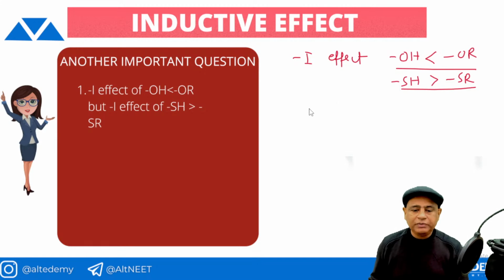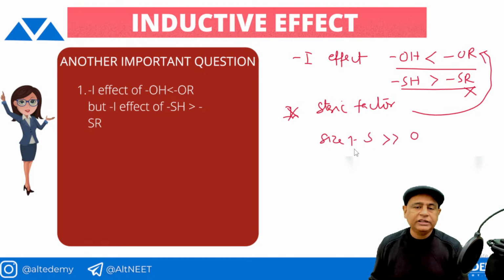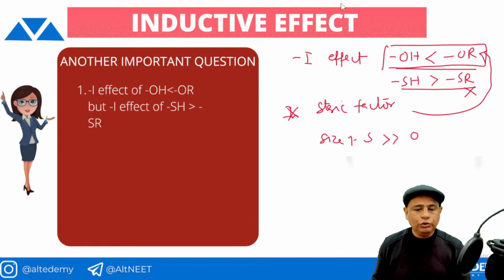Again, it can be explained on the basis of steric factors, not inductive effect. Steric factor is operational in OR, but it is not operational in SR. Why is it not operational in SR? Because the size of S is very, very greater than oxygen. So steric factor is not playing the role out here, right? This you should remember, the minus I effect of OH is less than that of OR.